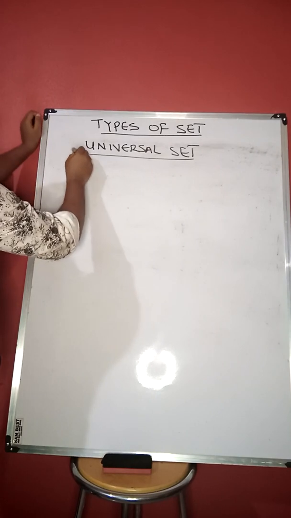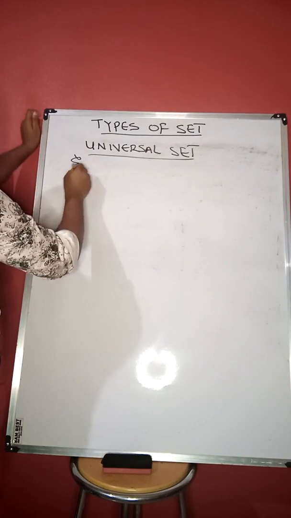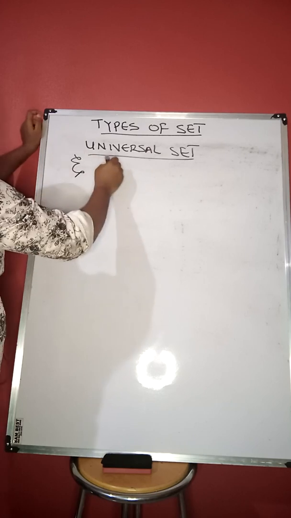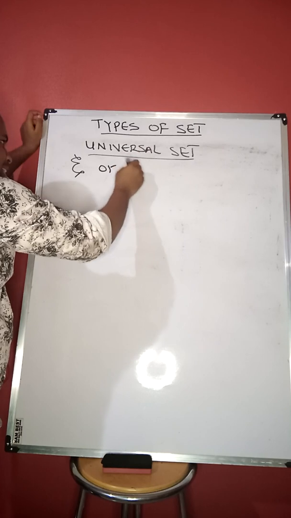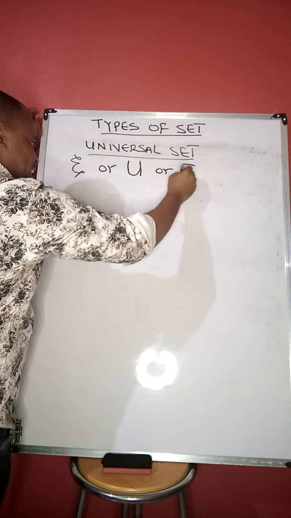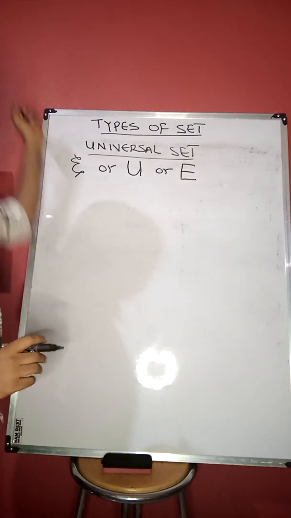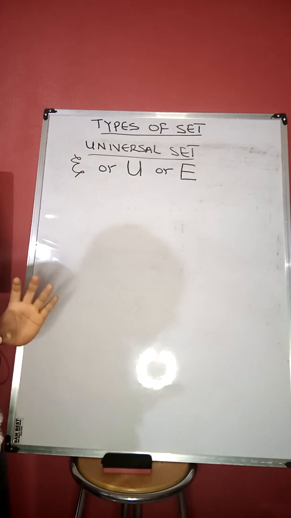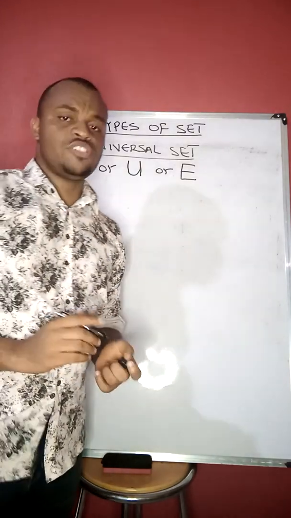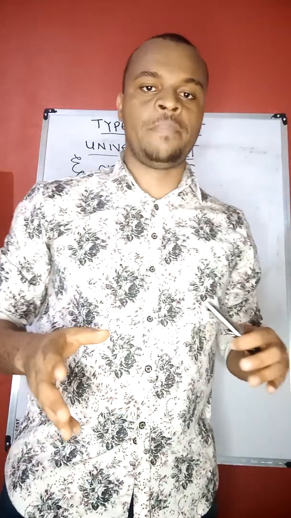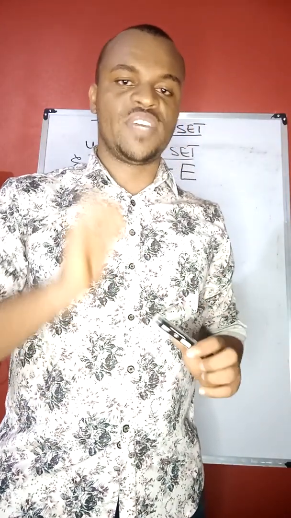Some people write it as an E like this that has a head and a tail, or some people will write a capital U, or some people will write a capital E. Any one you write is okay. Me, I like using this or a capital U for my universal set. Now, what's a universal set? A universal set is a list of all possible elements for a given set.